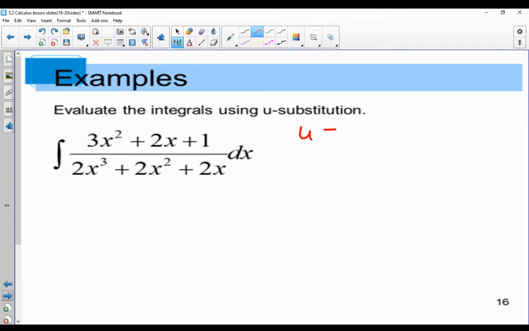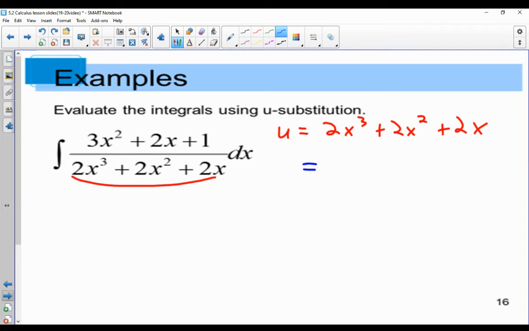So as before, I got to take the bottom and label it as u. And give it a little more space. So u equals the bottom, where the bottom is 2x cubed plus 2x squared plus 2x. Okay. Now I got to derive the left and the right. If I derive the right side, it should be 6x squared plus 4x plus 2, and label that as dx. And then on this side, the derivative of u is just 1, and then label that as du.